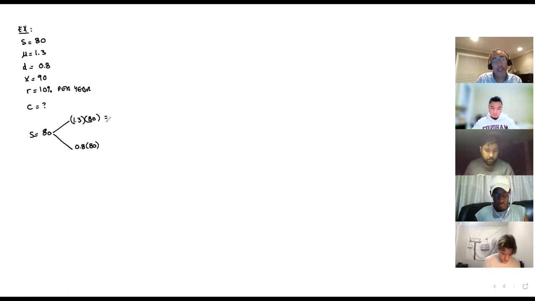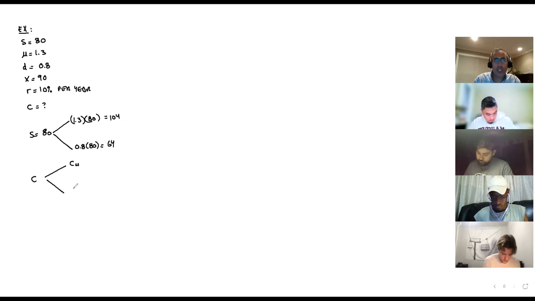I think this one is 64, that's easy. 104. Perfect. So these are the possible scenarios. The price can go up to 104, the price can go down to 64. Right? So what is going to be the value of my C? The value of my C can have a CU or can have a CD.